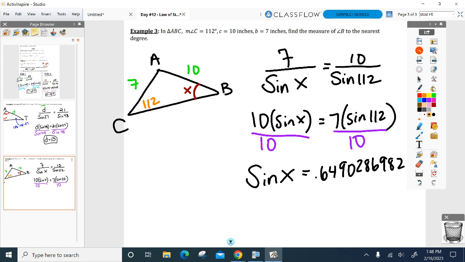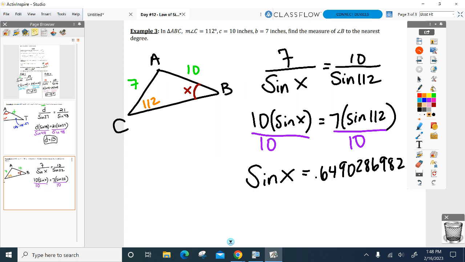How do I find an angle knowing the sine, cosine, or even tangent value? What do I need on here? Act like you've been here. Come on, you got this. We've done this. It's nothing new. The inverse, right?